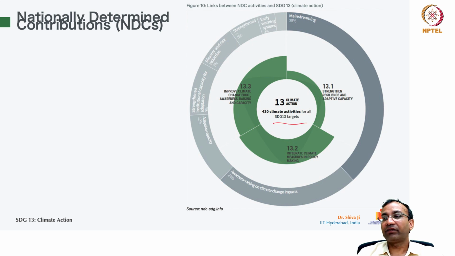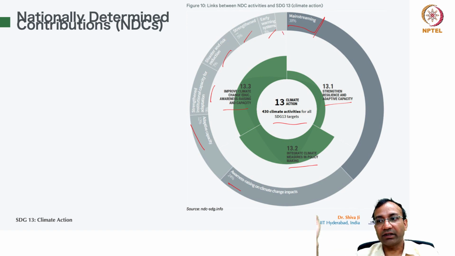Yeah, so climate action, if you see, it is divided into 1, 2, 3. Strengthen resilience and adaptive capacity, integrate climate measures in policy making, improve climate change education, awareness raising and capacity. So inside this you can see 38% mainstreaming, okay. Here we have 24% awareness raising on climate change, 12% adaptive capacity, then strengthen institutional capacity for adaptation 9%, disaster risk reduction 7%, strengthen 5%, early warning systems at 3%, and others will be here.